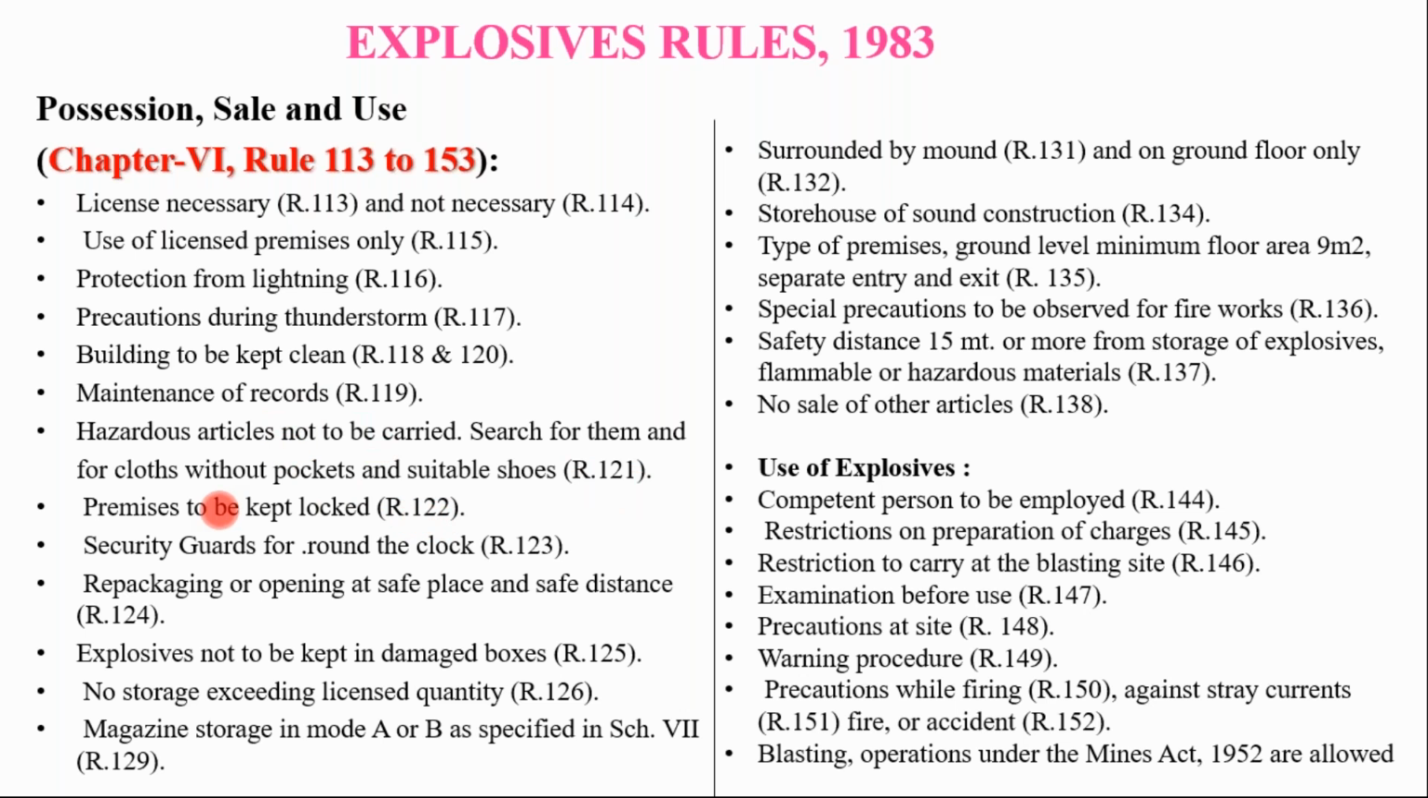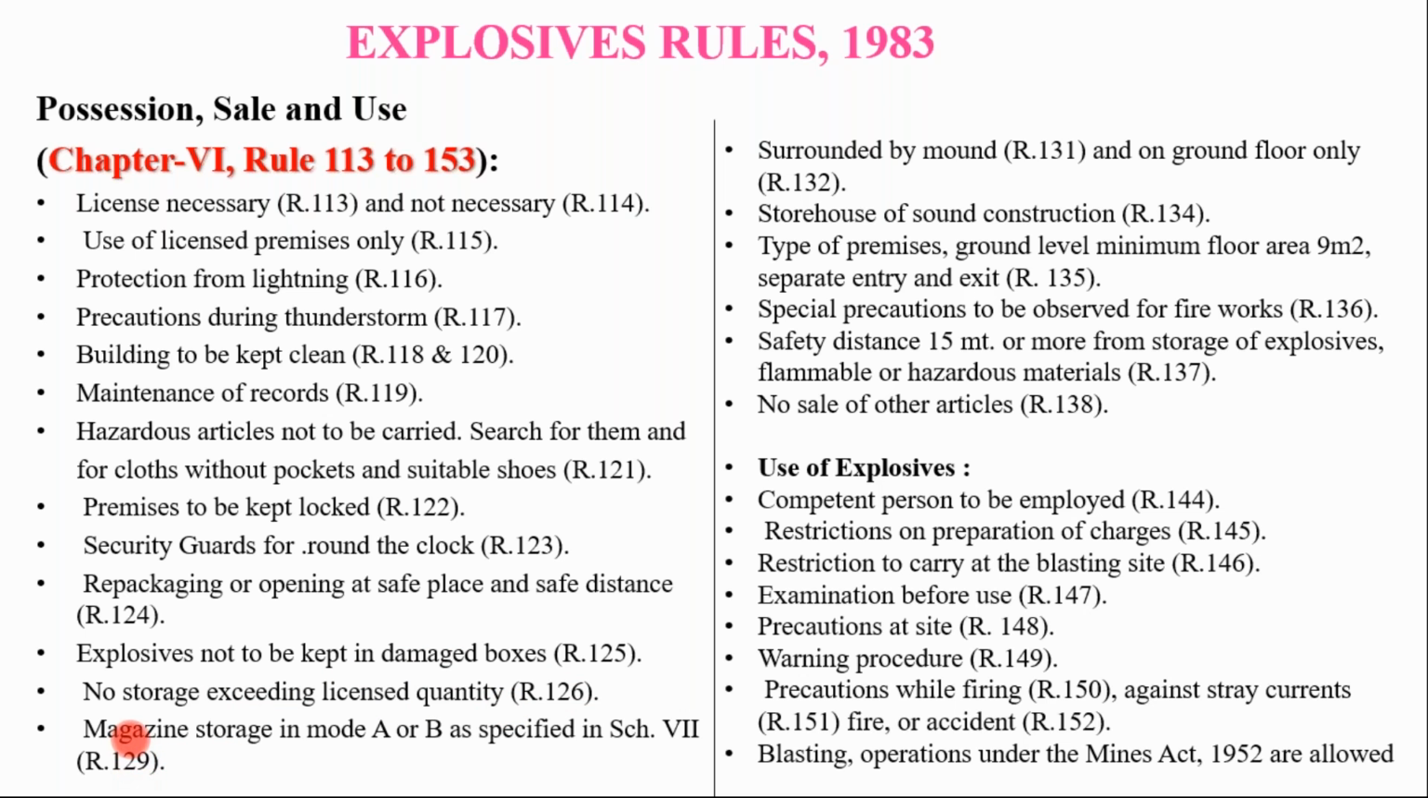122 is related to premises to be kept locked. 123 is related to security guards round the clock. 124 is related to repacking or opening at a safe place and safe distance. 125 is related to explosive not to be kept in damaged boxes. 126 is related to no storage exceeding the license quantity.